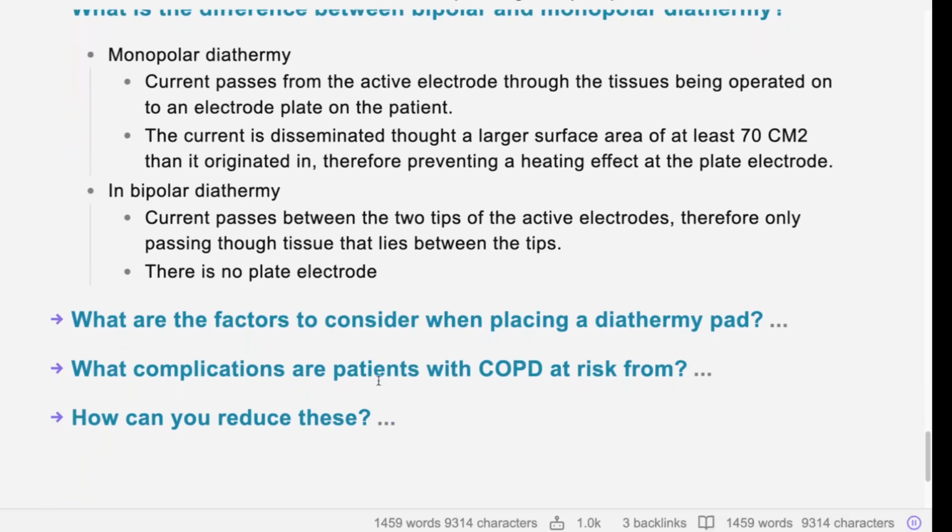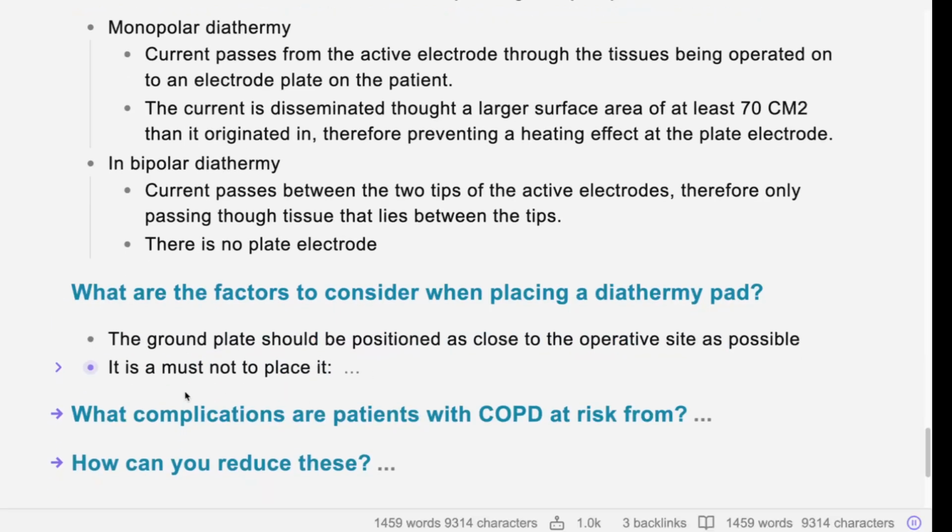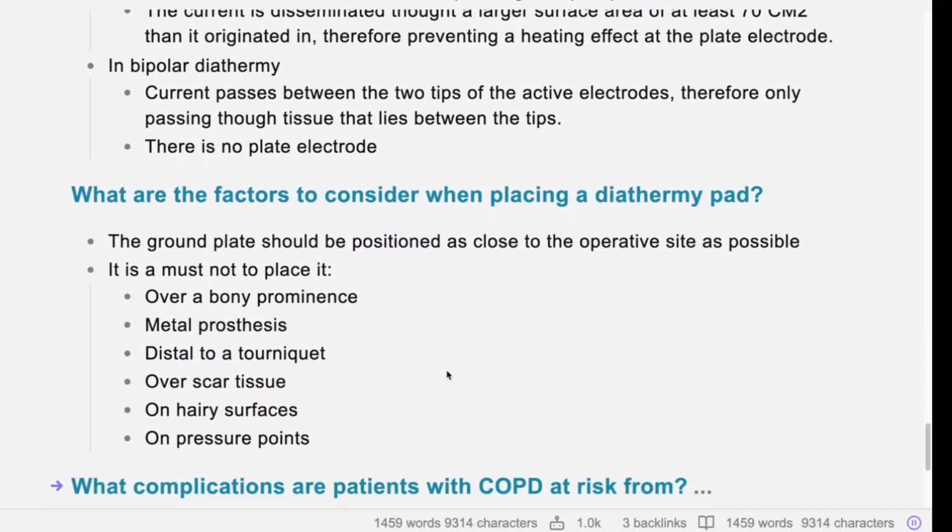The factors to consider when placing a diathermy pad in patients with a pacemaker: again, as close to the operative site as possible, the ground plate, and it must not be placed on any bony prominence, metal prosthesis, or distal to a tourniquet, and so on.